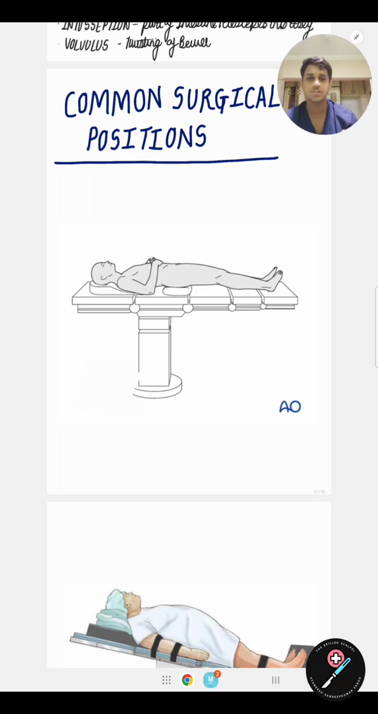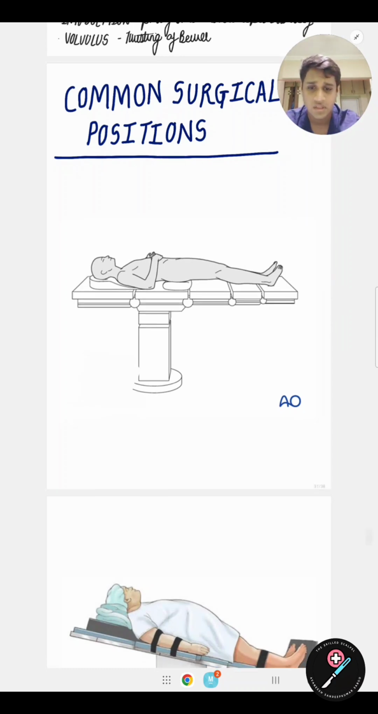It is also known as the neutral position, and head and foot end are at the same level. It is used for abdominal surgeries and breast surgeries except breast reconstruction surgeries. In breast reconstruction surgeries, we use the Fowler's position, and for taking the LD flap, we use the prone position.